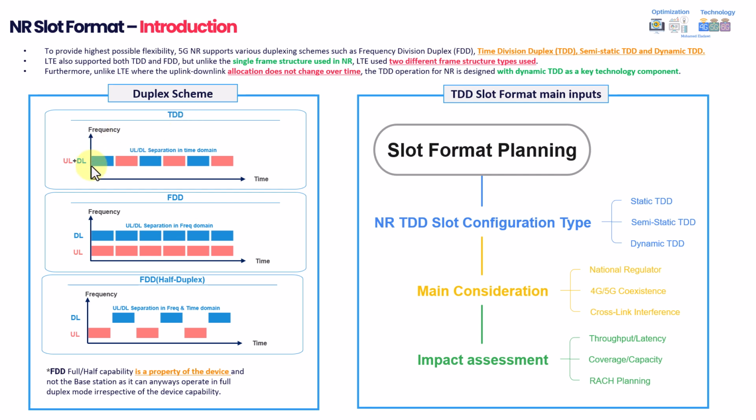As you can see, this is the frequency domain and this is the time domain. So we have only a single frequency in this TDD, and the resources are allocated in the time domain.